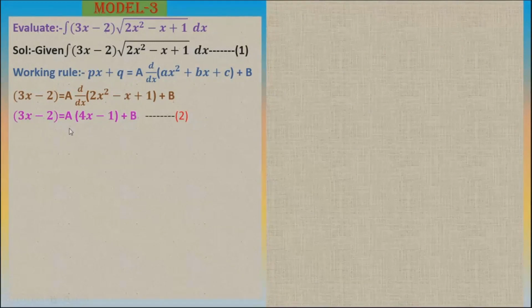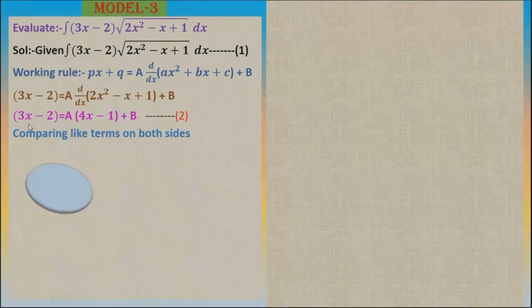Right? So I am taking this equation as 2. Now from this we have to find the values of a and b. So for this I am comparing the like terms on both sides. First I am comparing the x coefficients on both sides. So what is the x coefficient on LHS? The x coefficient is 3.